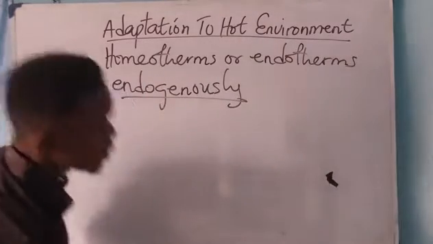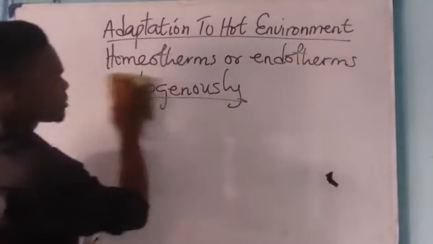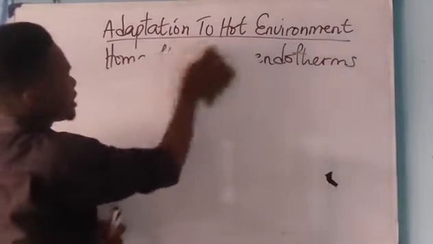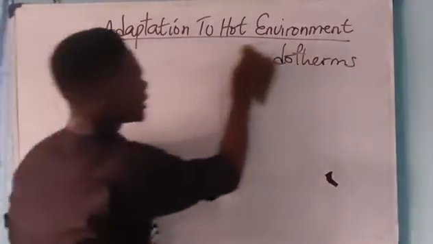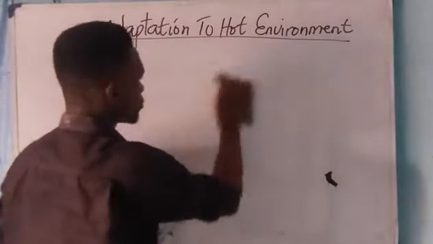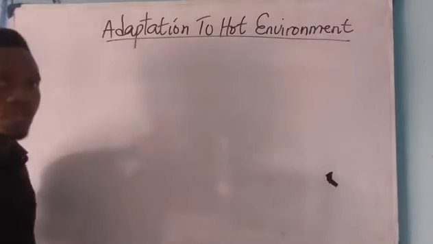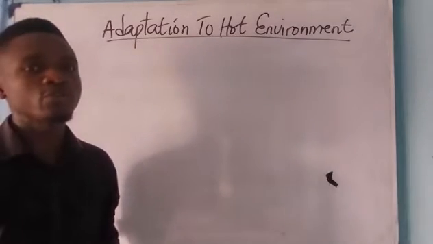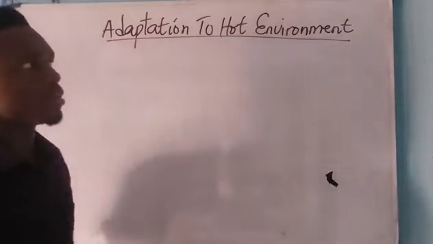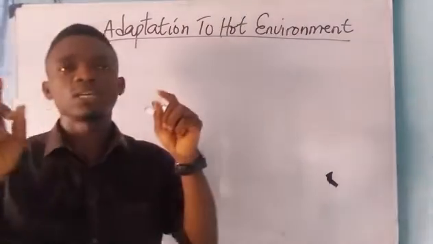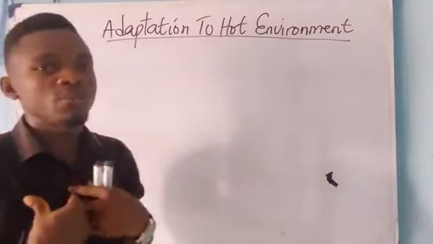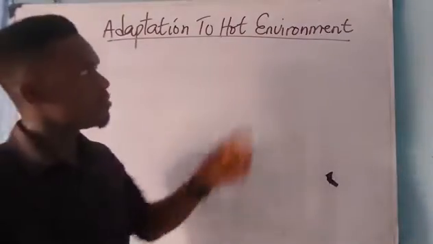Now, when we are referring to hot environments, a typical example is the deserts. Animals in the desert, how are they able to regulate their body temperature? Like popularly believed that camels store water. No, camels do not store water. They do not store water. All right, camels can actually withstand hot environments.